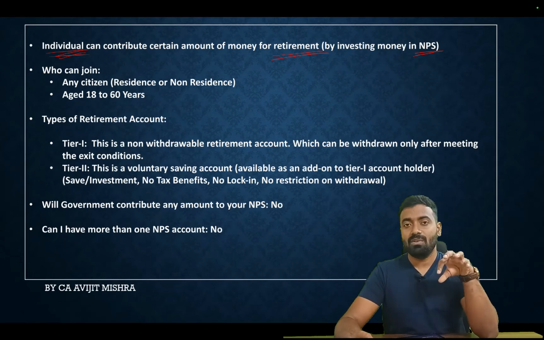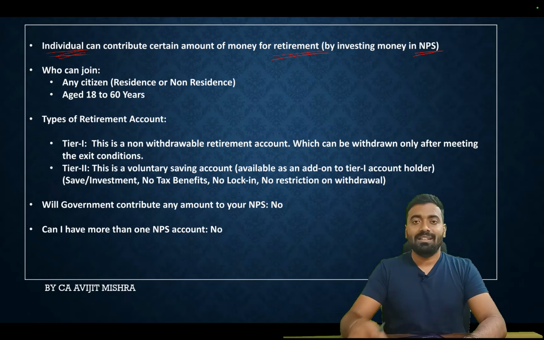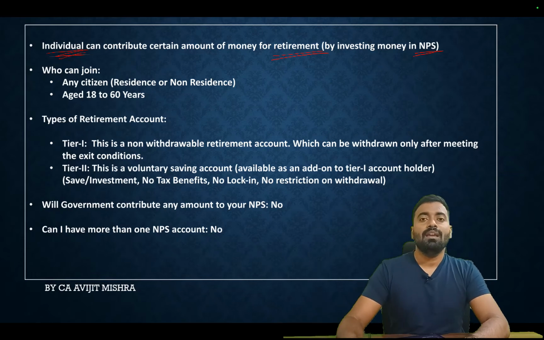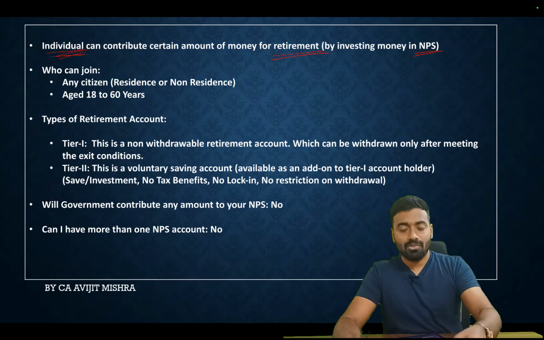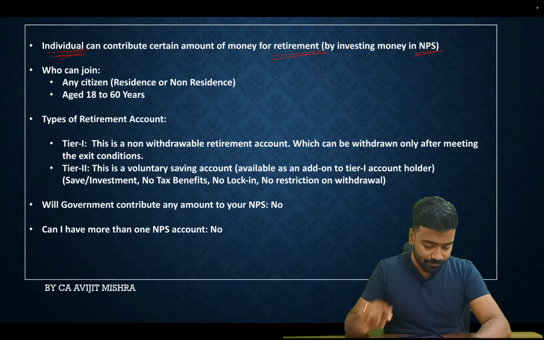The money you are investing will be invested in different types of funds, and at the time of retirement, at the age of 60, you will get a lump sum amount of money. Also, a certain amount of money will be invested in an annuity, where every month you will get a certain amount of pension. That is the main concept of the National Pension Scheme or National Pension System.